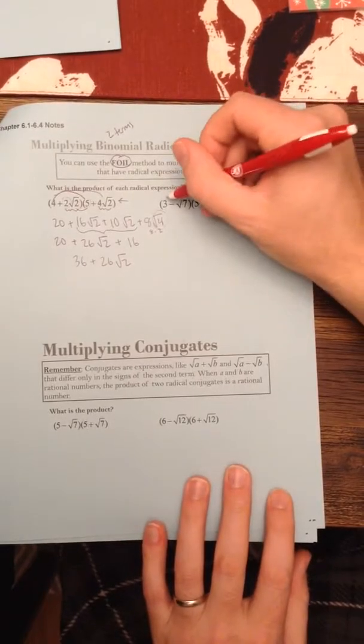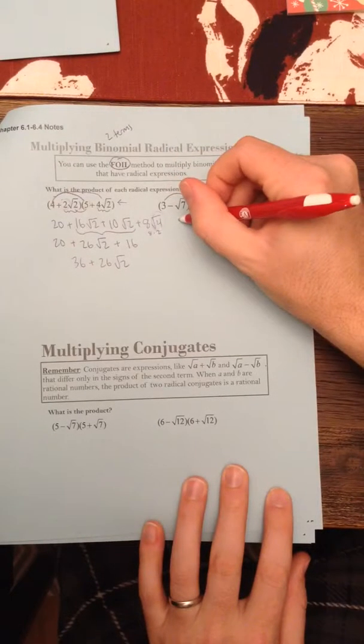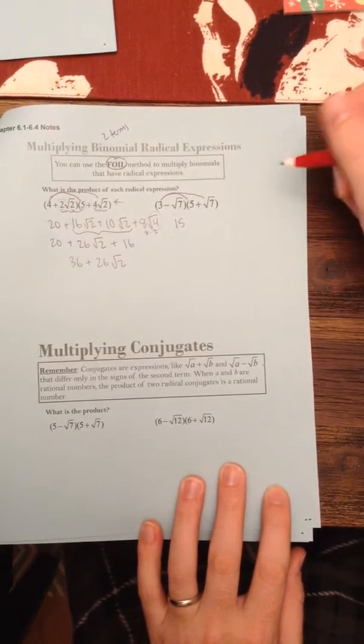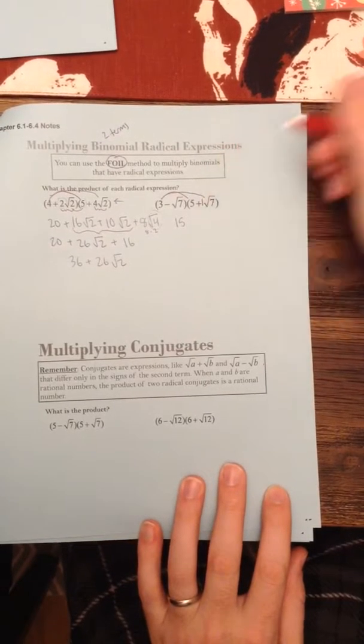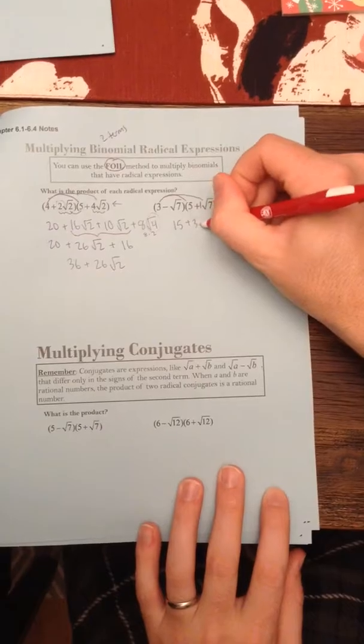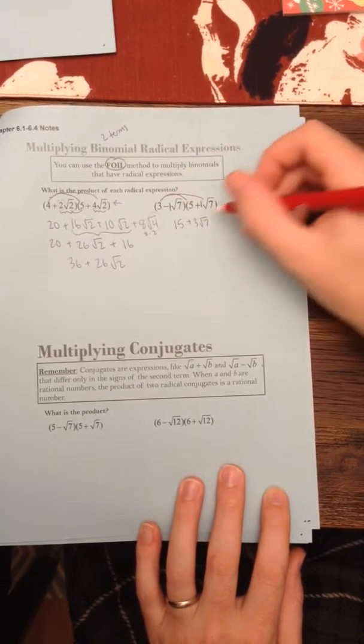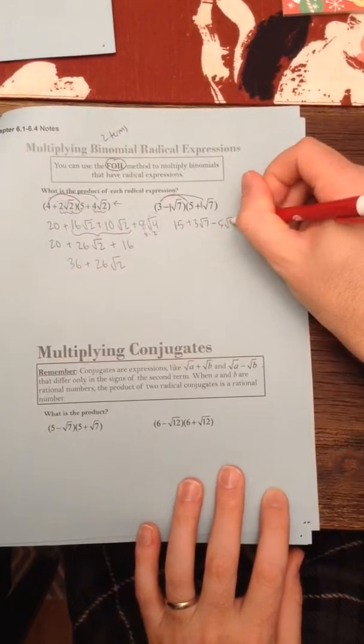Then the other one over here, 3 times 5 would give us 15. 3 times the square root of 7. Now notice there's nothing here. There's really just a 1. And so you get plus 3 square roots of 7. Here you have a negative now, so it's really a negative 1 in there. So minus 5 square roots of 7.